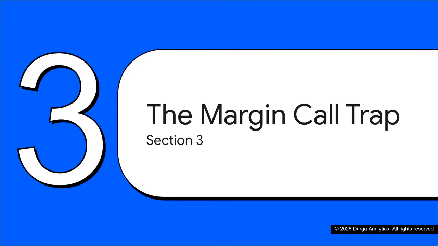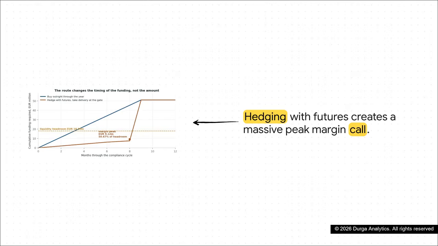Section 3. The Margin Call Trap. Now, a funding envelope isn't a static number. It's a capacity over time, and your execution route changes absolutely everything. If you buy EUAs outright, you consume cash linearly throughout the year. Simple, right? But if you choose to hedge with cleared futures and take delivery at the gate, you defer almost all of that principal. Sounds great.